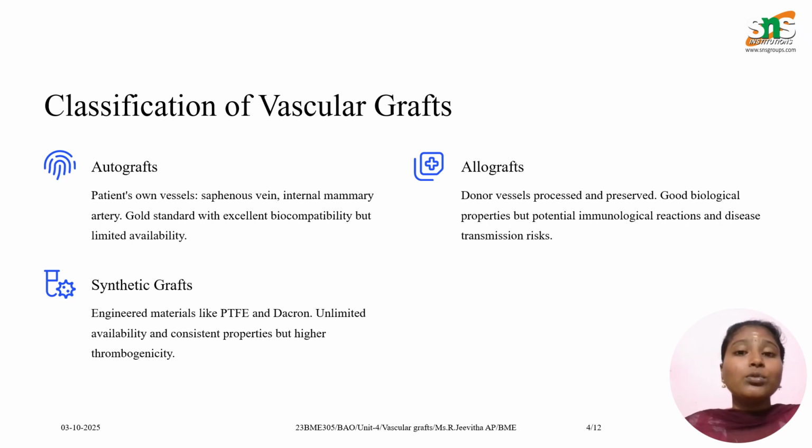And the third one is synthetic grafts. When we create a synthetic material, we choose polymer materials, and we create synthetic engineered materials like Dacron. Since it is a different material, it must be biocompatible and hemocompatible and good with the human body. So there are three different types of vascular grafts.